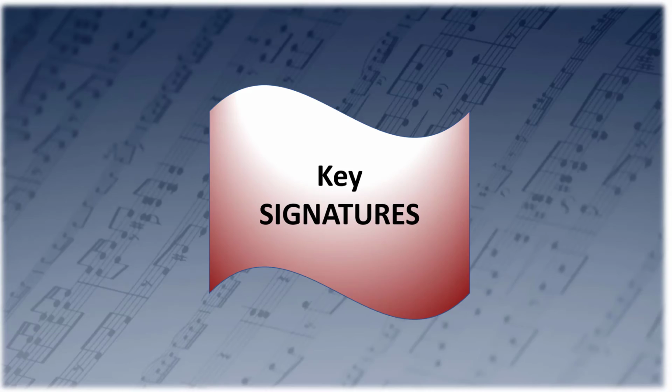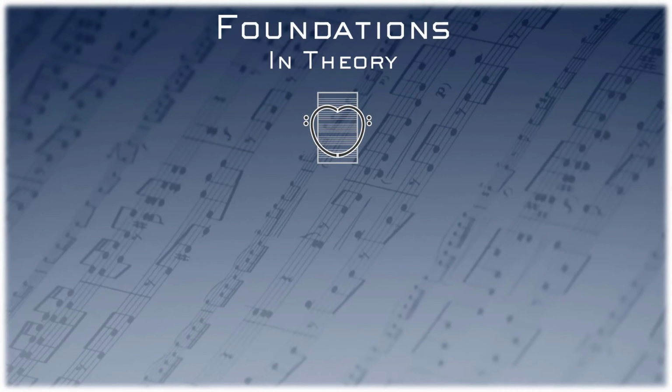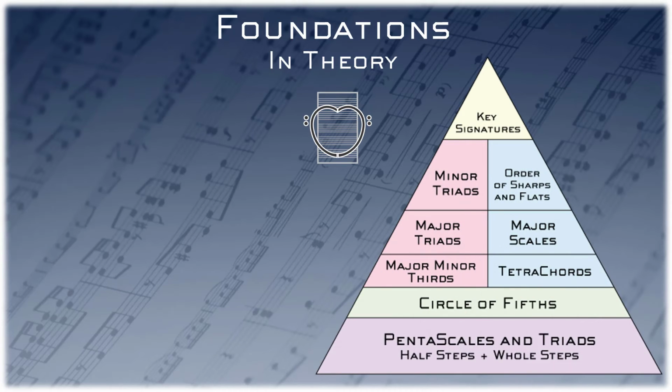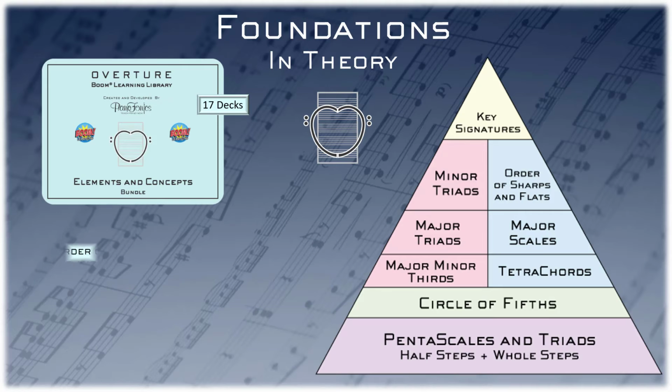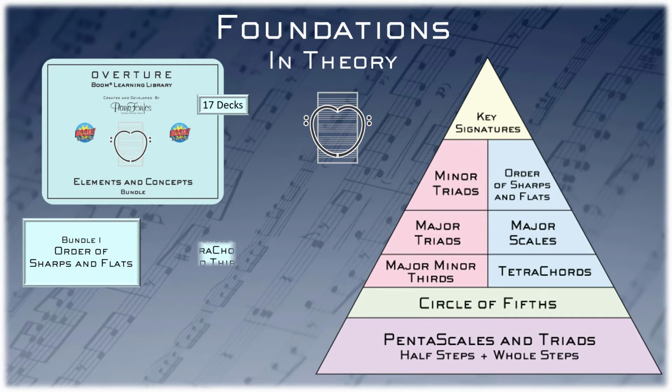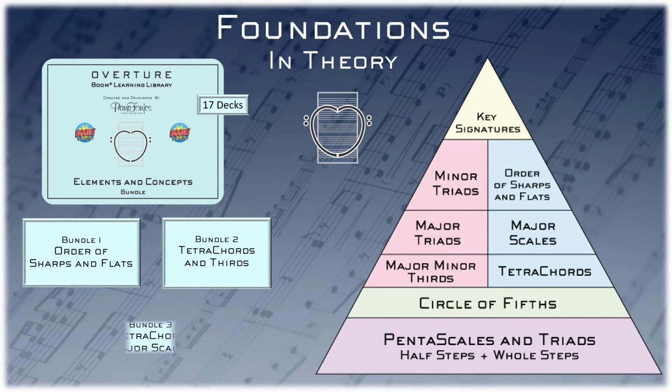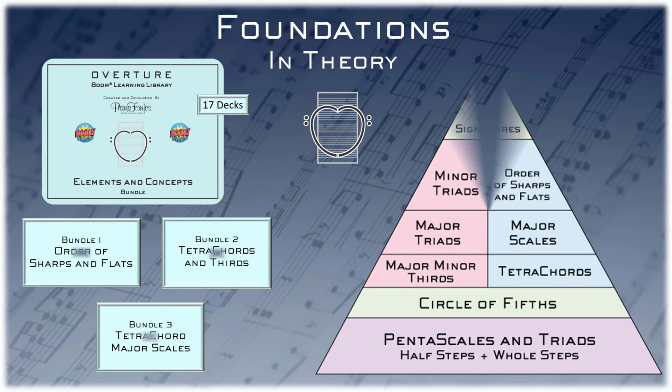Let's move into intermediate foundations to complete the remaining elements in the theory triangle with 3 bundles of elements and concepts. Bundle 1, the circle of fifths and sharps and flats. Bundle 2, tetrachords and thirds. And bundle 3, major scale construction with overlapping tonic and dominant tetrachords. The building blocks in these elements and concepts decks provide activities to reinforce theoretical understanding in intermediate foundations. We'll say goodbye to our theory triangle.